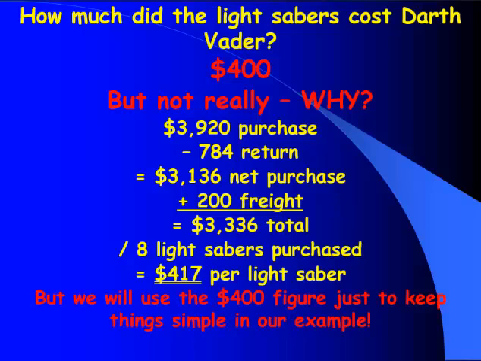Now, for our purposes, we're going to use the 400. We're going to use the number 400, but I want you to realize that the lightsabers actually cost me something more than that. We're trying to keep things simple. This is 101. We're going to keep things simple. We're going to use that 400. Just realize that in actuality, it gets more complicated than that.